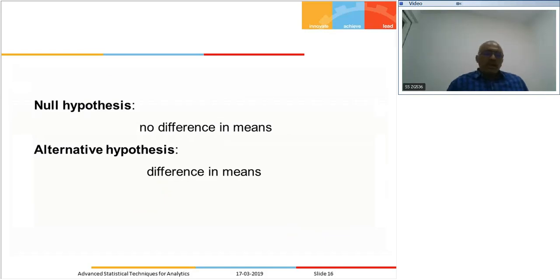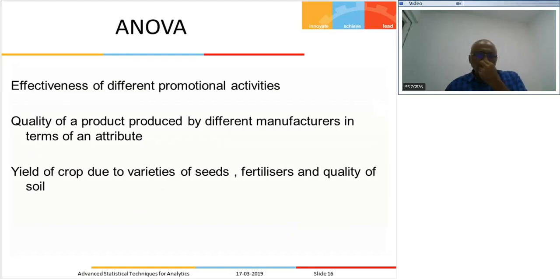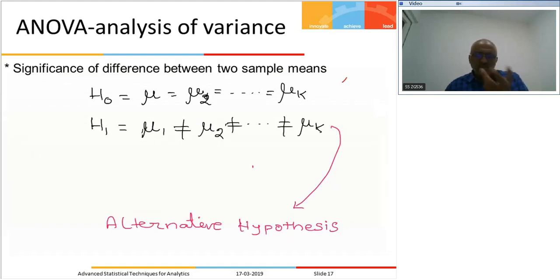So in the null hypothesis, always, there is no difference in means, and the alternative is that there is a difference in the means. So we test the null hypothesis, that is mu1 equal to mu2 equal to mu3 equal to mu4 and so on, depending on the number of populations we have. And the alternative hypothesis is the opposite, mu1 not equal to mu2 not equal to mu3 and so on. That is the alternative hypothesis we use. This is the same as what we discussed, right? Null hypothesis is means are equal, alternative is means are not equal.